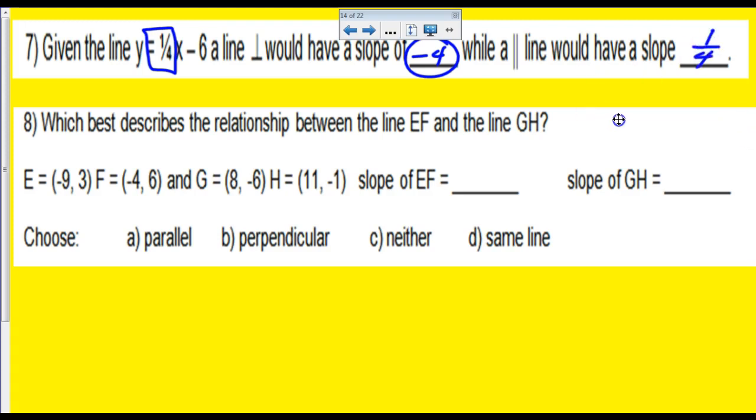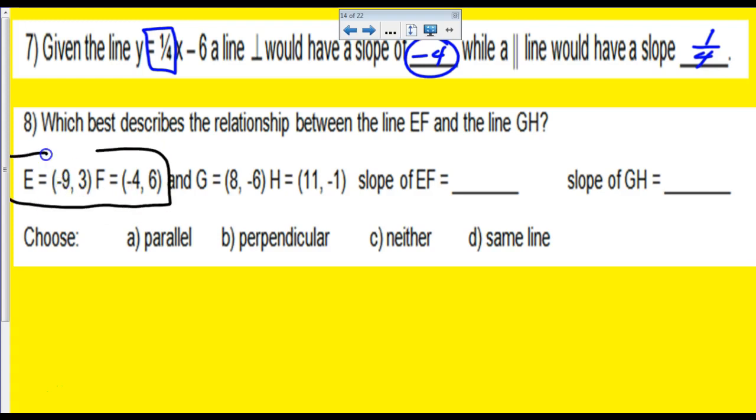All right, which describes the relationship between EF and GH? This is really a geometry question. You probably did a bunch of these in Geo. I need to figure out the slopes in order to determine that. If they have the same slope, they are either parallel lines or they happen to be the same line. So we have to be kind of careful about that.